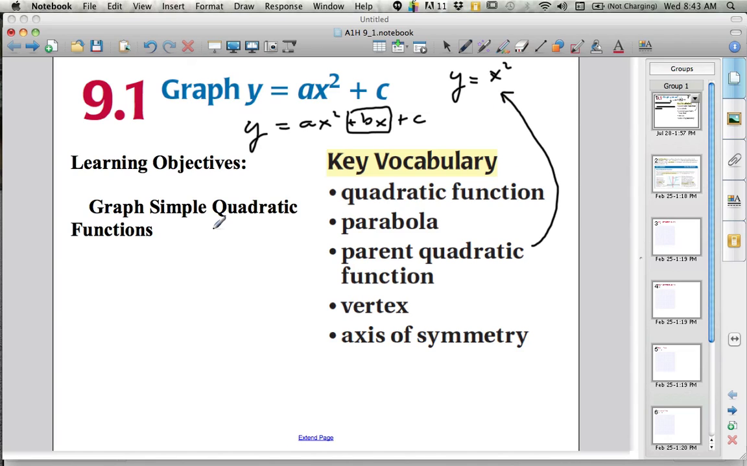Okay, so our learning objectives for this section are to graph simple quadratic functions. Vocabulary is what is a quadratic function, and we've been talking about that for a while. The key is that the variable that we're looking for is being squared. That's what makes it a quadratic function. The graph of a quadratic function takes the shape of a parabola, and we'll show what that looks like in a little bit. I already discussed the parent quadratic function. And the vertex and the axis of symmetry are two key and very important parts of the graph of a quadratic function, and we'll go through those as we start graphing.